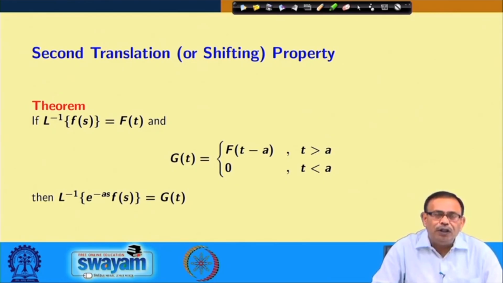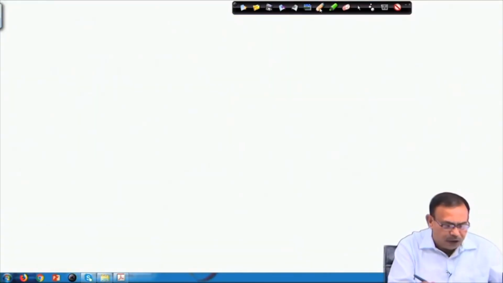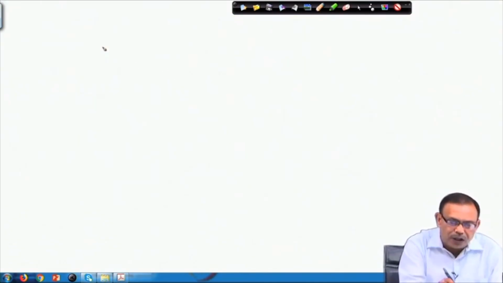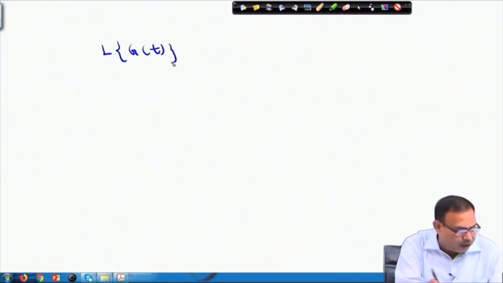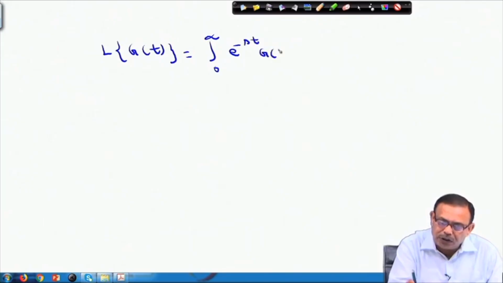Laplace inverse of e power minus a s into f s equals g t, that is f of t minus a for t greater than a, and 0 for t less than a. For the proof of this, we have to start with the Laplace transform of the function g t, which equals the integral from 0 to infinity of e power minus s t into g t dt.